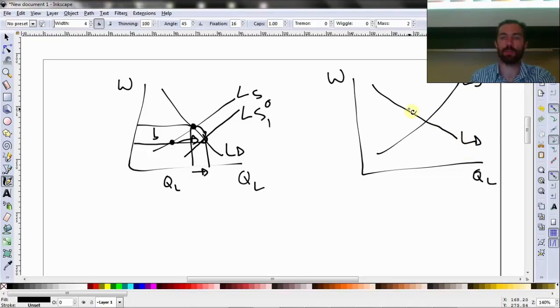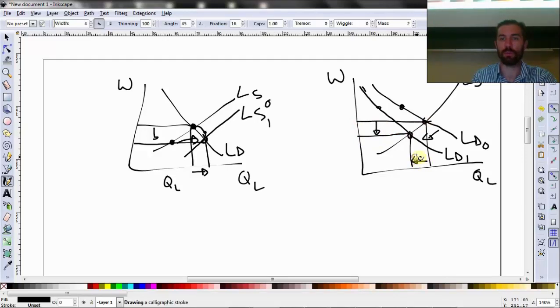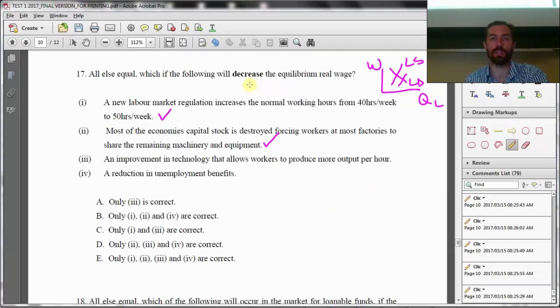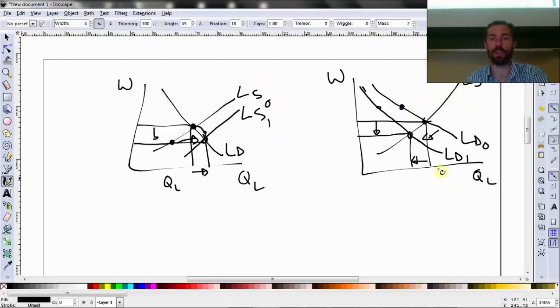If they become less productive, it means at any given wage rate, any point along this labor demand curve, firms are going to want to pay a lower wage. So in other words, our labor demand curve shifts to the left. So what happens to our equilibrium wage rates? Our wage rate decreases and our level of employment will also decrease because of that change in productivity. So will it decrease the equilibrium wage rates? Yes, it will.